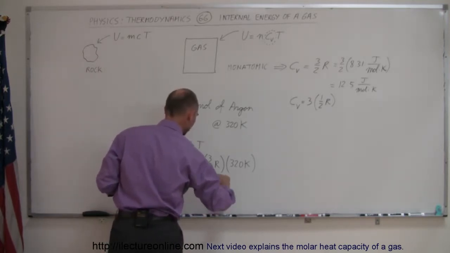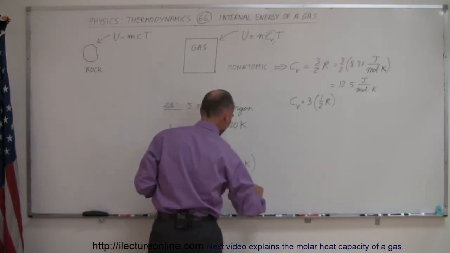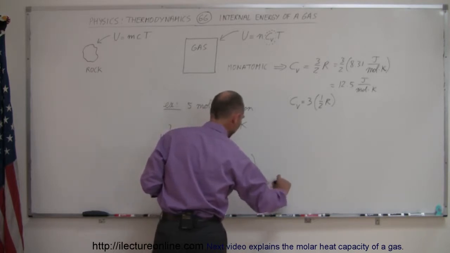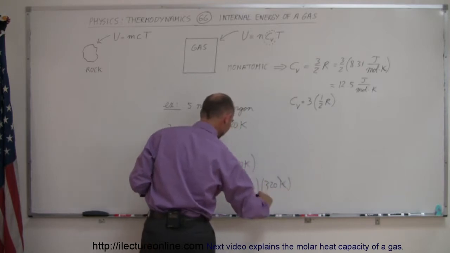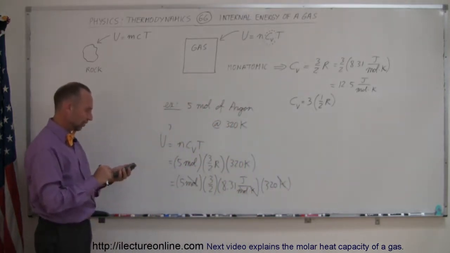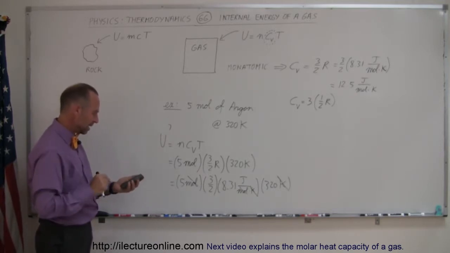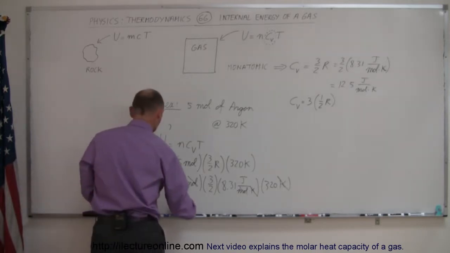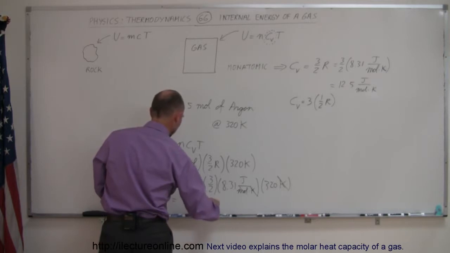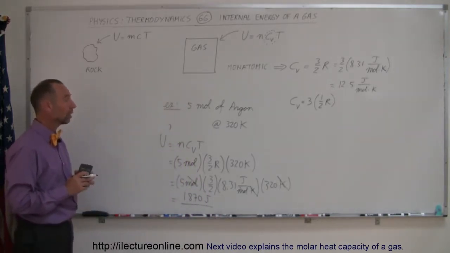Times 3 over 2, R is 8.31 joules per mole times Kelvin, and then we have 320 Kelvin. Notice that the Kelvins cancel out, the moles cancel out, and we're left with joules, so that gives us 12.465 times 5 times 320, and it looks like that would be the total energy contained in the gas of 1,870 joules. So that's how we calculate the total internal energy of the gas.